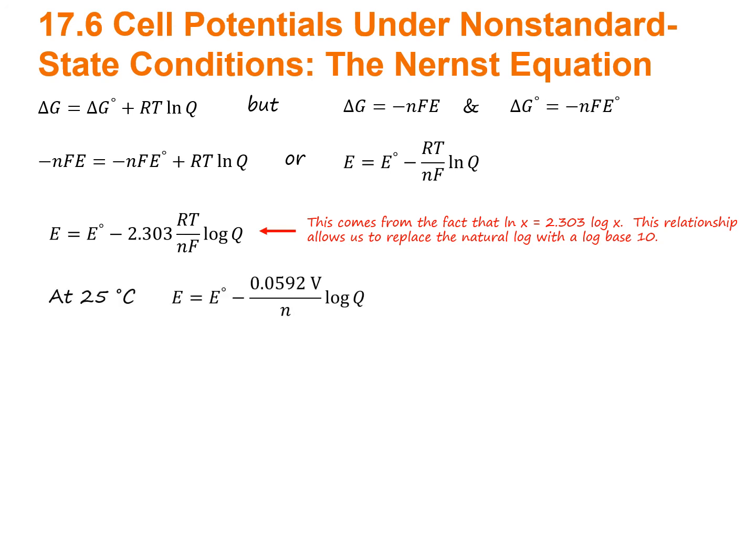And so at 25 degrees Celsius, we could then plug in a temperature value, and we already know what R is. And so F is a constant as well. So we can basically calculate RT over F for the temperature of 25 degrees Celsius, and we get a value of 0.0592 volts over N, or the number of electrons exchanged in a particular reaction. And so there's the equation in a little bit more detail, or the simplification of that.